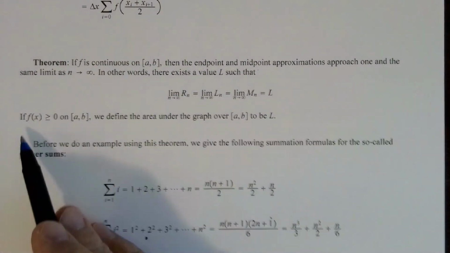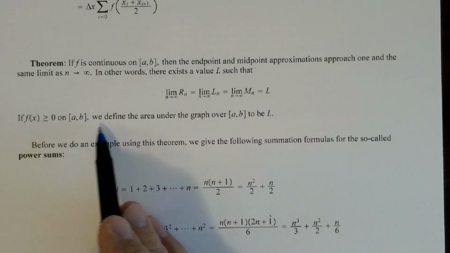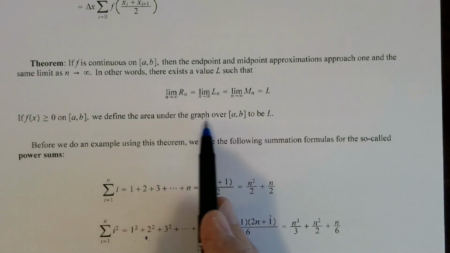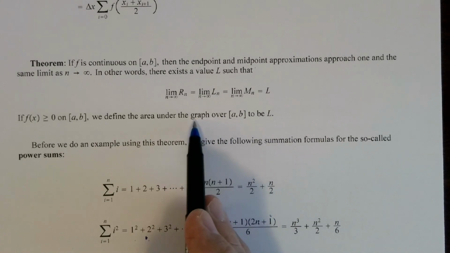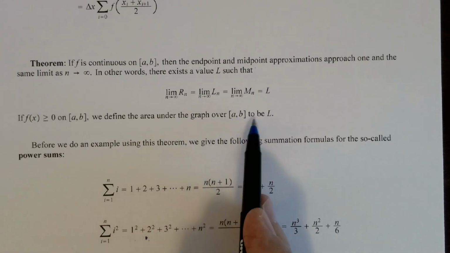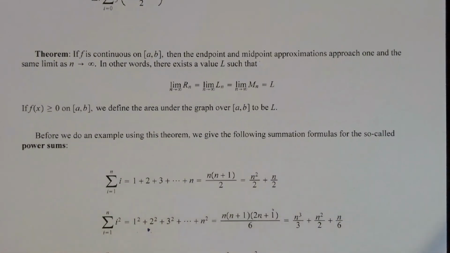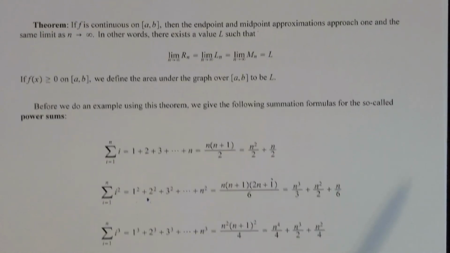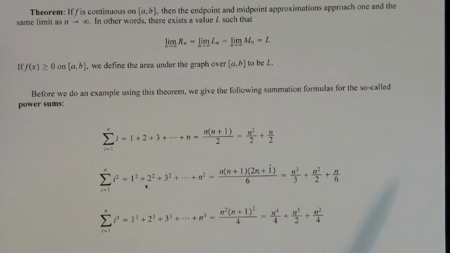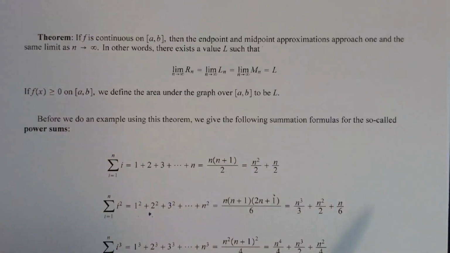And if f of x is indeed greater than or equal to 0 on that interval, then we define the area under the graph of that function, the area under the graph and above the x-axis over this interval, to be equal to this limit. So that is the exact value of the area. The exact value of the area. Okay? And so we'll look at these power sums in the next video, and we will look at our first example of actually finding the area now with this process.